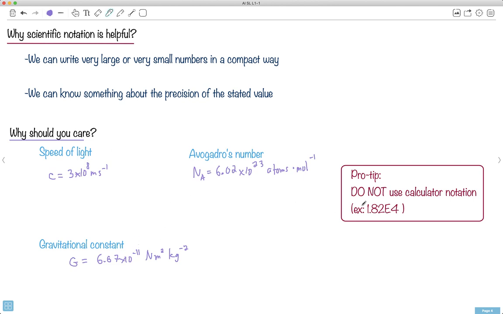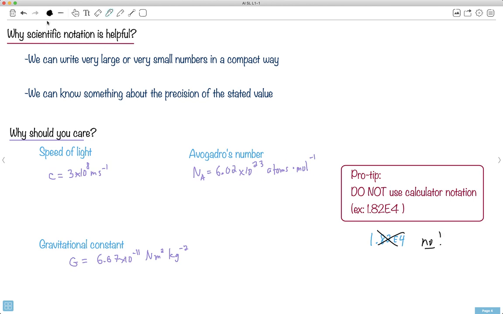And this is a so important pro tip here. Do not use calculator notation. What I mean by that is some calculators, like I know on the TI-84, the TI Inspire, sometimes you're doing a calculation and it gives you something like 1.82E4. Do not write that on your exam. You need to write it properly. This is just the calculator's short form for saying this. So in other words, you would not want to write 1.82E4. You'll actually lose marks if you did this, so don't do this.